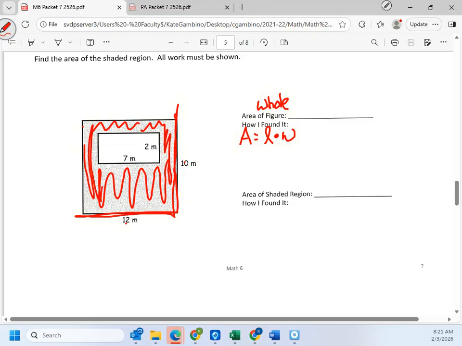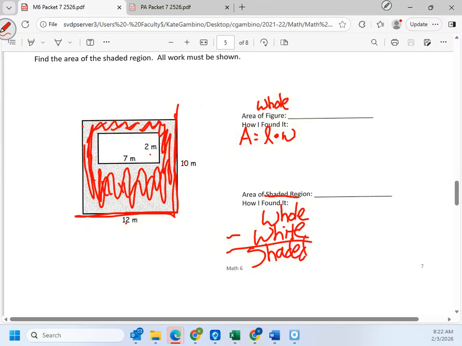Then we need to find the area of this amount. In order to do that, we have to take away the white area. What operation means take away? Jack? Subtraction. So we're going to find the white area, and we're going to subtract it from the whole area, and we're going to be left with that shaded area. So when you get stuff like this, you're going to do the whole area, subtract the white area, and you'll be left with the shaded area.